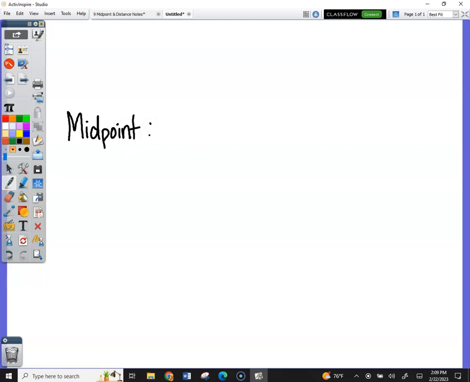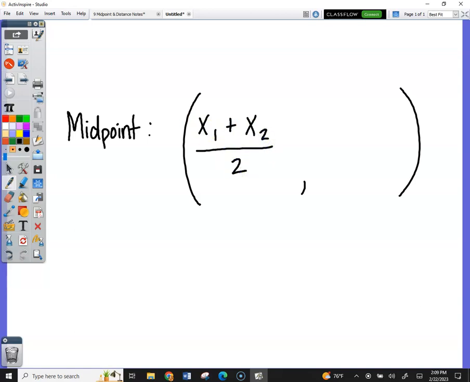Okay, if you recall, finding the midpoint is a coordinate point where the x coordinate comes from finding the middle of two other x coordinates, and the y coordinate comes from finding the middle of two other y coordinates, right? Find the middle, find the average.